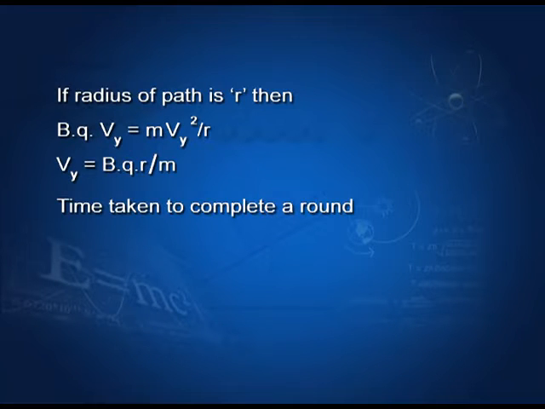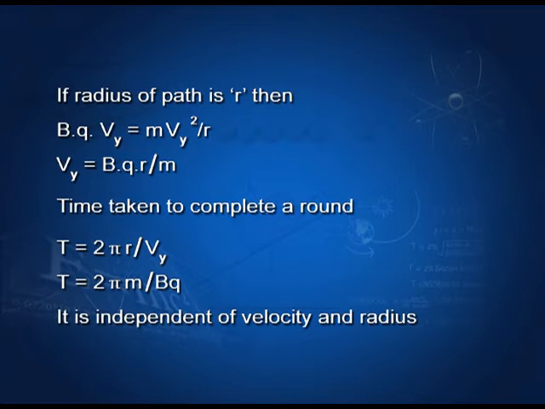So, the time taken to complete the round, T, will be equal to 2 pi r divided by the velocity along the y-axis, which gives us the relation T equals 2 pi m upon Bq. Once again, the time period is independent of the velocity and the radius.